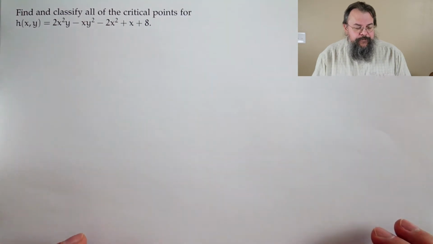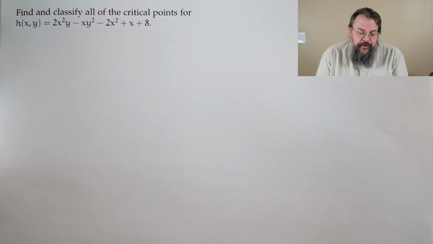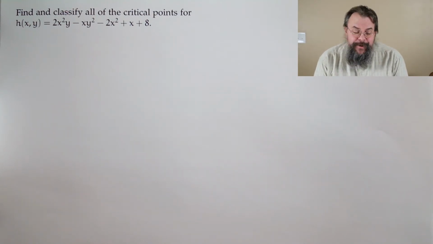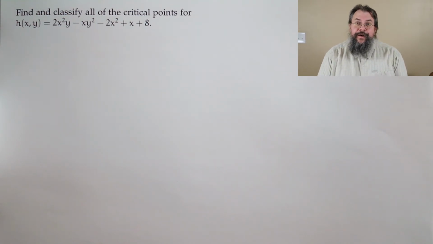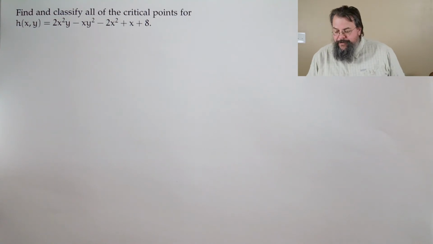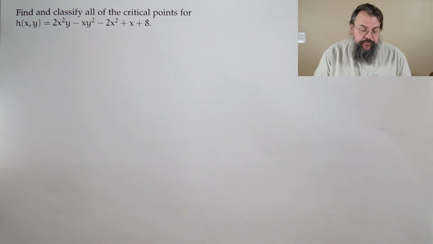All right. Find and classify all the critical points for this function. Whew, this looks like a really good cool down after the last couple of ones, right? Our function is 2x squared times y minus xy squared minus 2x squared plus x plus 8. All right, well, let's begin and let's find out where we end up.